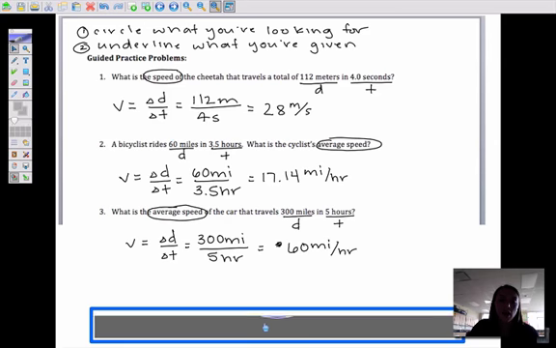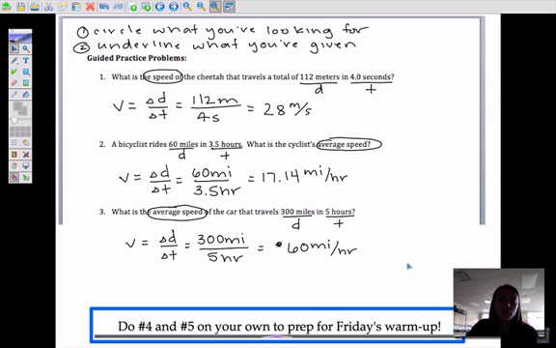For class on Friday, I want you to do numbers 4 and 5 on your own because those will show up as warm-up questions. Be sure to circle what you're looking for and underline what you're given because they might not be the same type of problem we just did in guided practice. Remember to use your notes and try your best.